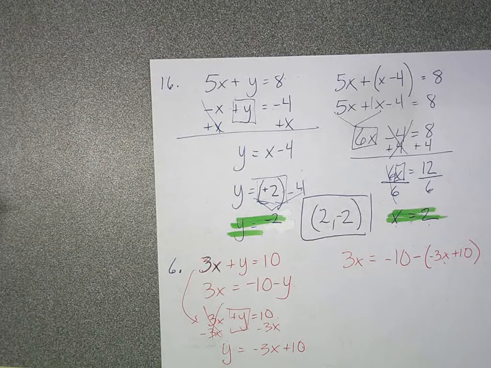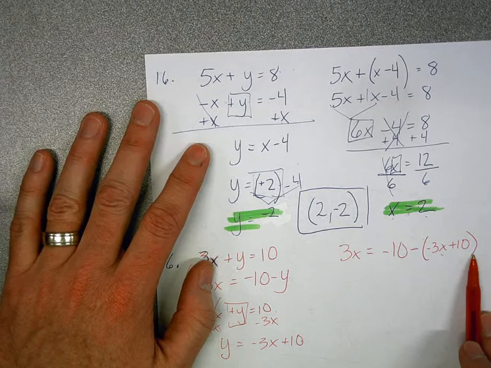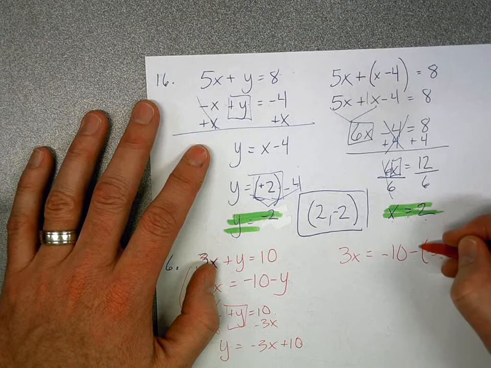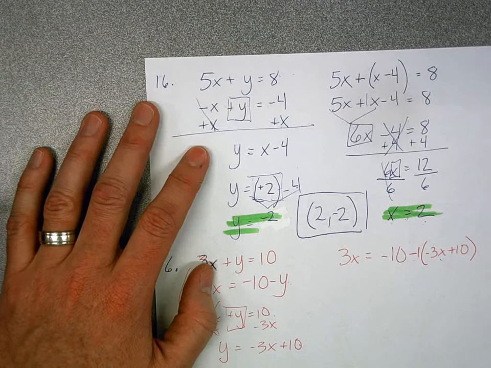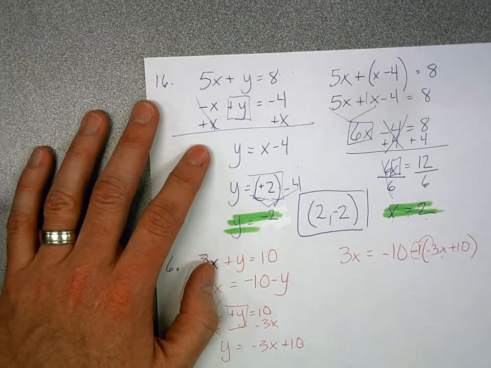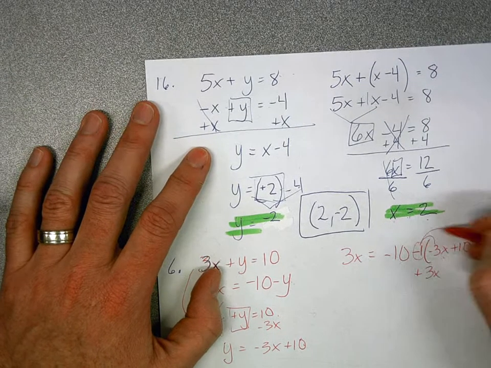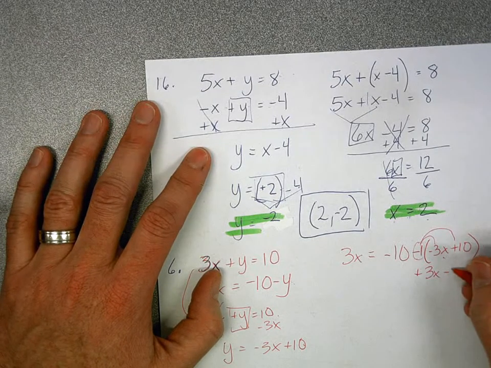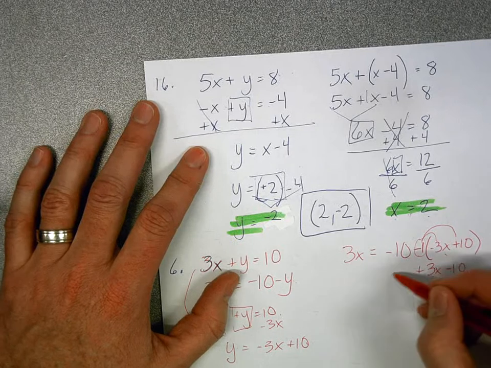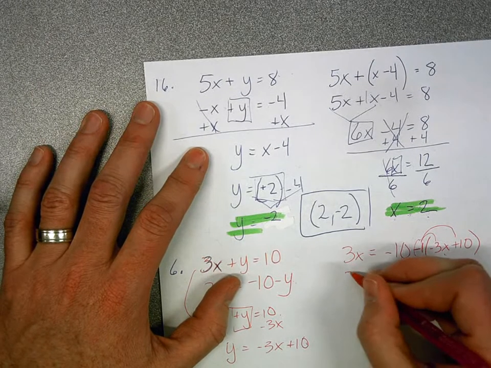Now, before I even do anything, I'm going to get rid of the parentheses on this right side. This is a little more challenging. Okay, this is a negative up front here. That is like having a negative 1. So I need to use the distributive property. Negative 1 times negative 3x is positive 3x. Negative 1 times a positive 10 is a negative 10. So I'm going to rewrite this whole thing. I have a negative 10 in front of the positive 3x equals 3x here.